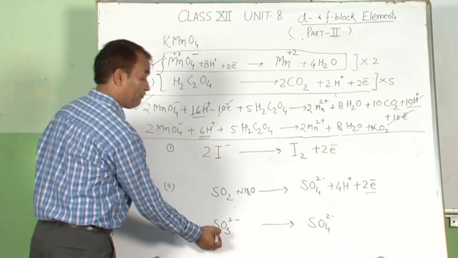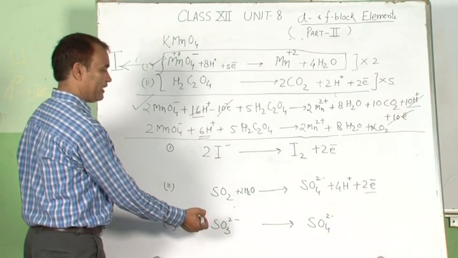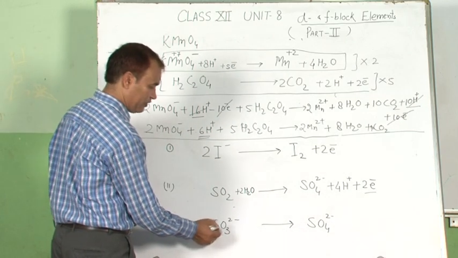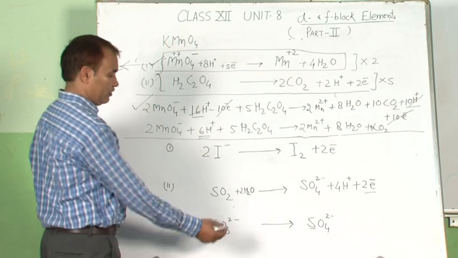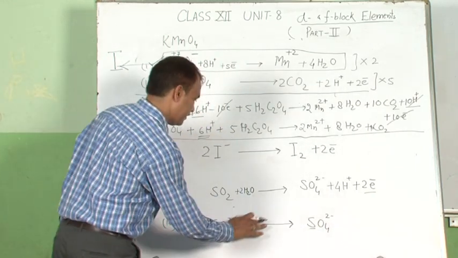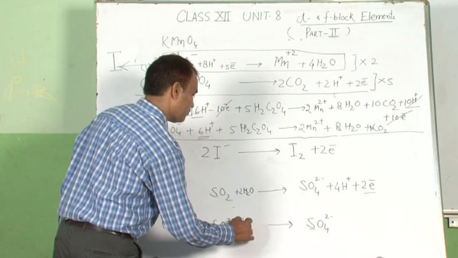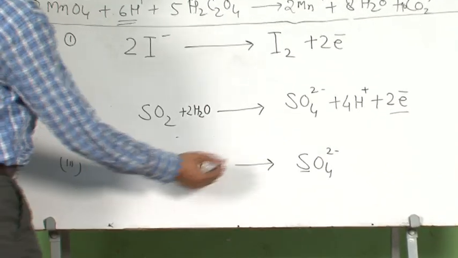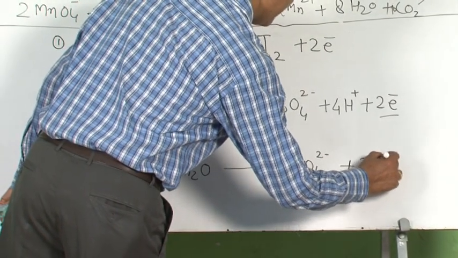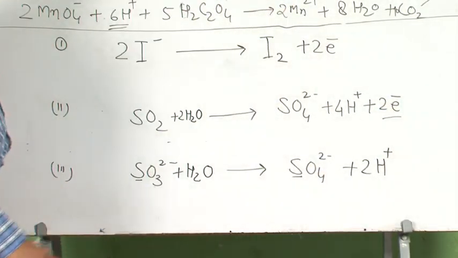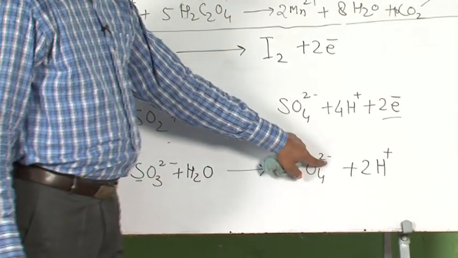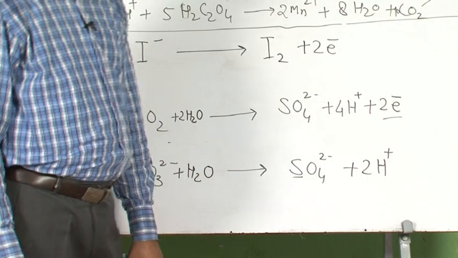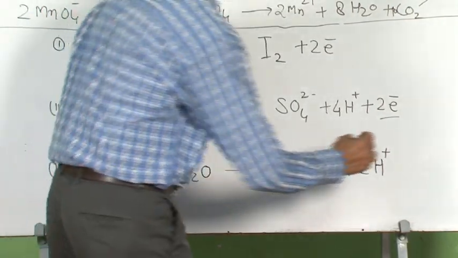Similarly, in case of sulfite ion, sulfite ion is converted into sulfate ion, the same way balance first oxygen, sulfur is already 1, no need to balance it. 3 oxygen, 4 oxygen, it is balanced by adding 1 water molecule, H2O. Then balance hydrogen, here is 2 hydrogen, so add on the opposite side 2 hydrogen ions, then balance the charge. These 2 negative and 2 negative get cancelled, here is 2 plus charge, 2 into 1, 2 plus charge, this is balanced by adding 2 electrons, so add here 2 electrons.